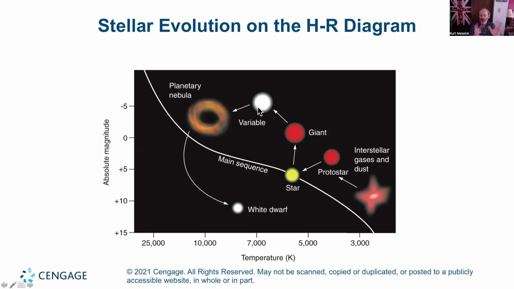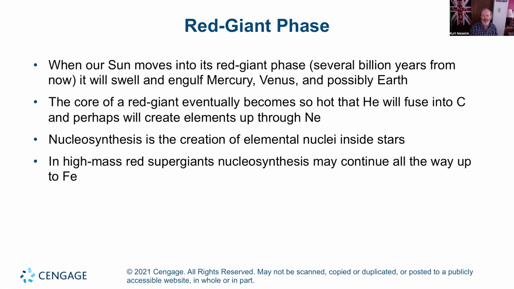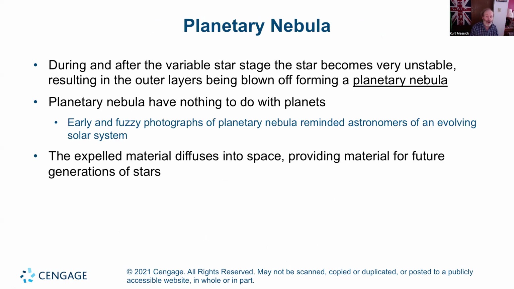It'll become a variable star trying to adjust internally, and then it will puff most of its material away into what we call a planetary nebula. If it's a high mass star, one of the things that happens is that it will have a big explosion. In both of these cases, there's a point of time where it's a variable star. The best known of these is Polaris, our North Star.